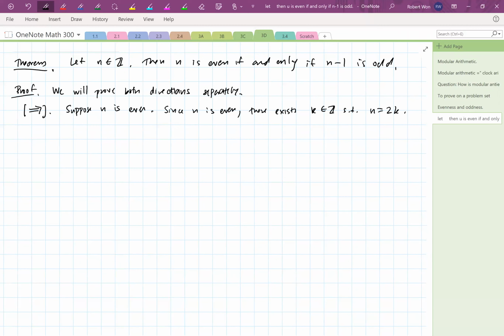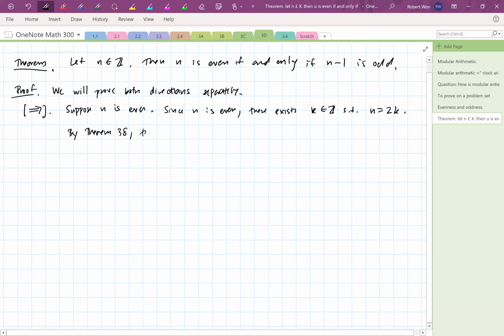Okay, now what am I interested in? I'm interested in n minus 1. I'm trying to show that n minus 1 is odd. So what I can do is subtract 1 from both sides by using theorem 38, which is that we can add or subtract the same number to both sides and maintain equality. So by theorem 38, therefore, n minus 1 equals 2k minus 1.